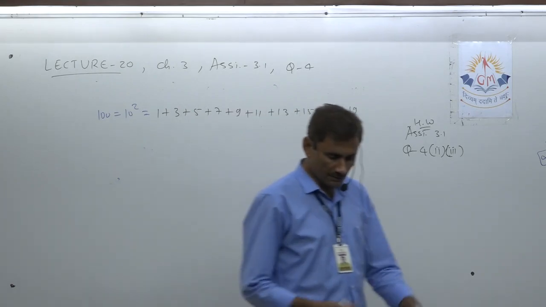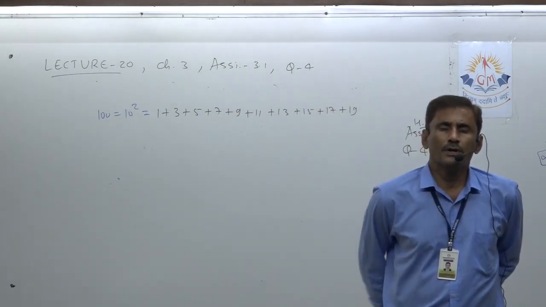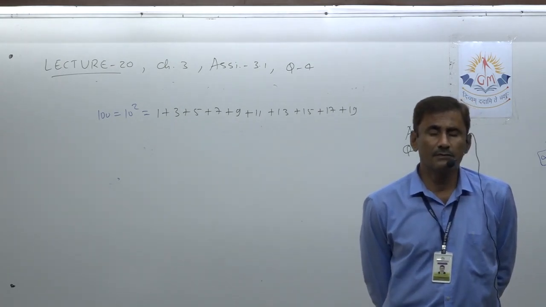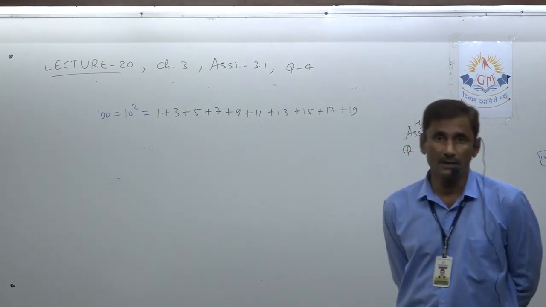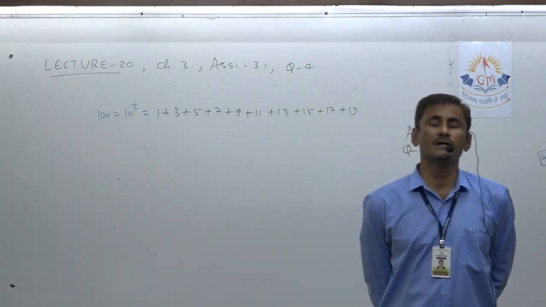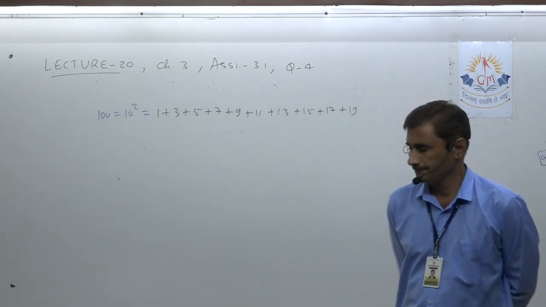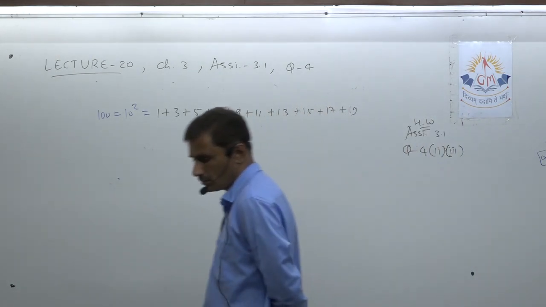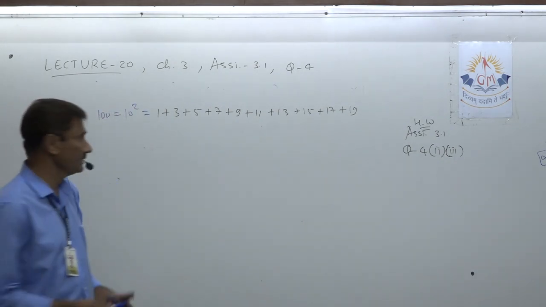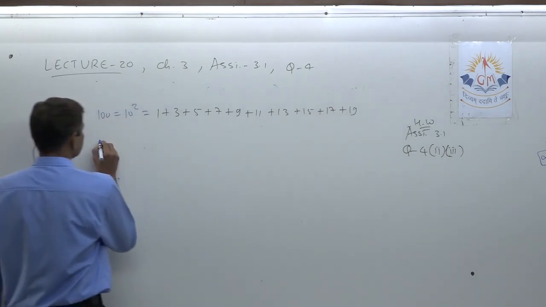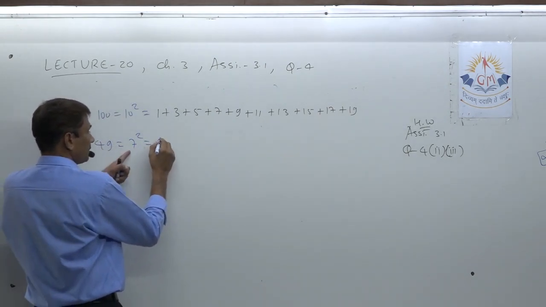Okay, so equal numbers of odd numbers are added. If 10 square, then I have added here 10 odd numbers. If 11 square, then I should add here 11 odd numbers. So whose square is there according to the odd numbers added? 49. 49 is 7 square. So it will be the sum of the first 7 odd numbers.